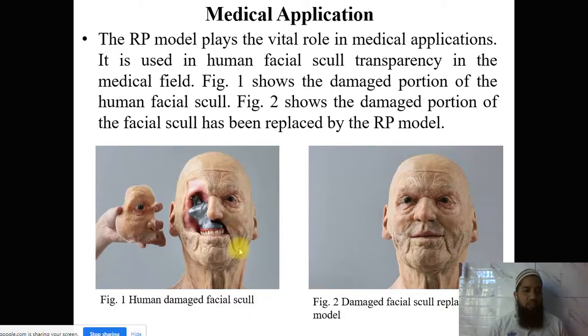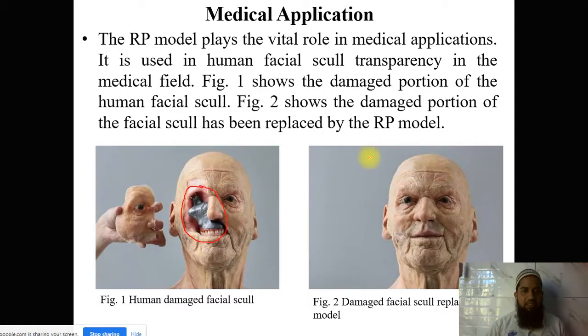Okay, so here you can see in the first figure, some bone of the skull, the front side, is damaged. Some bone is damaged, you can see over here, and I want to make this bone by use of rapid prototyping.